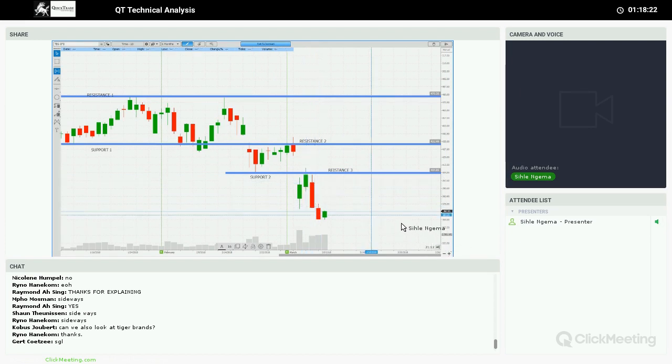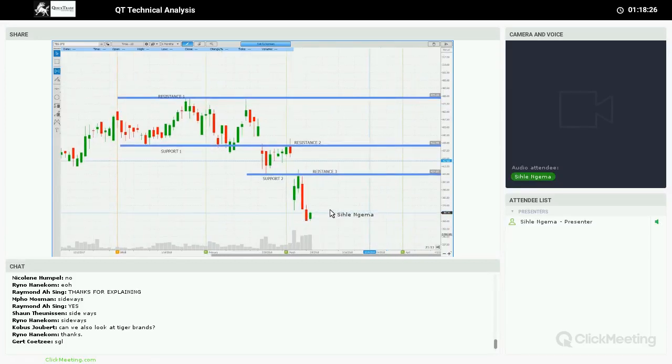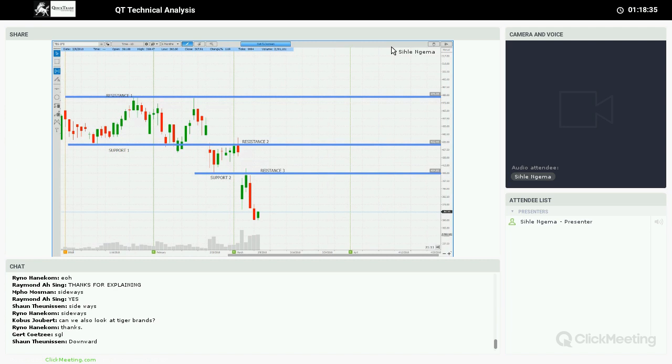Now, if you look at our supports and resistances currently for this year on the share Tiger Brands, is Tiger Brands in a downward channel? Is it in a downward trend, or is it in a sideways trend? Which trend can you spot on Tiger Brands currently? Down, down, down, down, bearish. Exactly. So this is what we currently have.